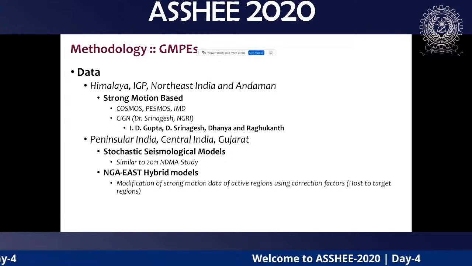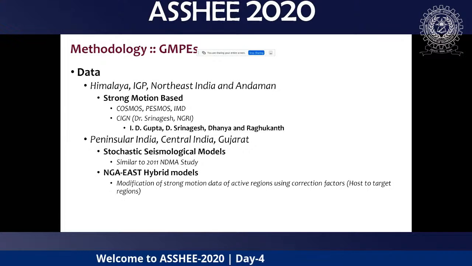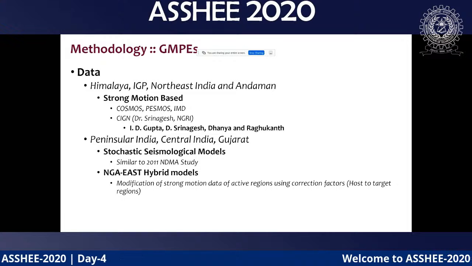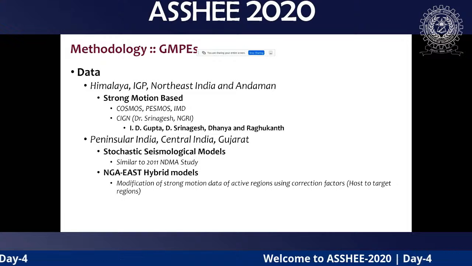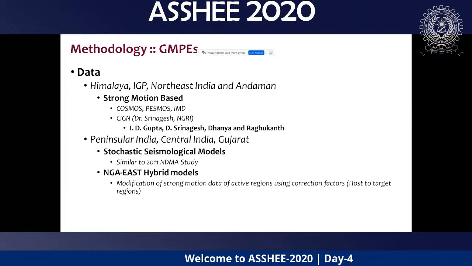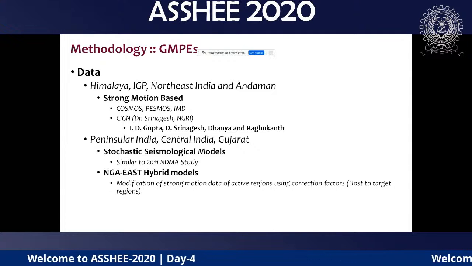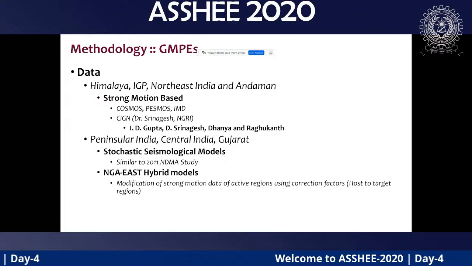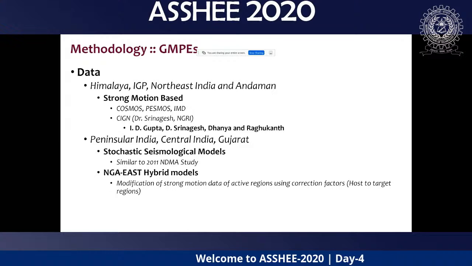When it comes to peninsular India, central India, Gujarat, our data is still not complete. We don't have good quality, complete data to establish these GMPEs. So the committee felt that we can go ahead with the stochastic seismological models, or like in NGA East, they are using hybrid methods, where you take data of active regions and then use some correction factors, and then come up with this host-to-target approach itself.